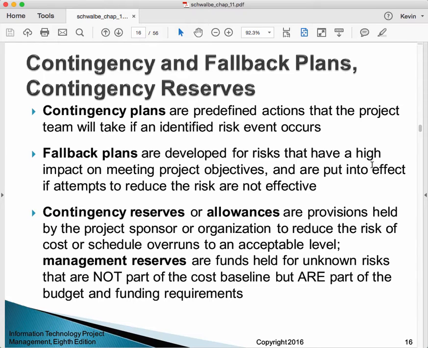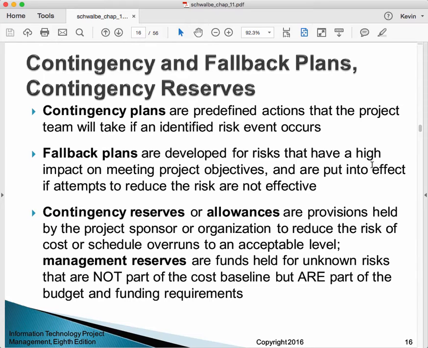We have contingency reserves or allowances, which are provisions held by the project sponsor or organization to reduce the risk of cost or schedule overruns to an acceptable level. And management reserves are funds held for unknown risks that are not part of the cost baseline, but are part of the budget and funding requirements. So management reserves are extra funds that are usually kept within the control of senior management.